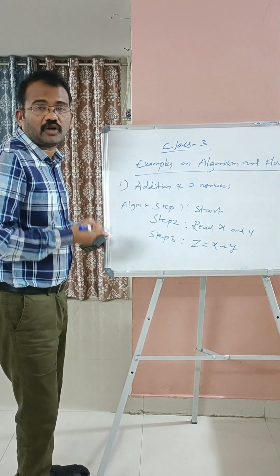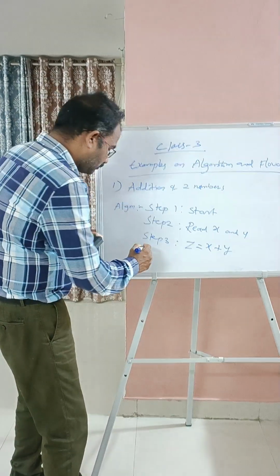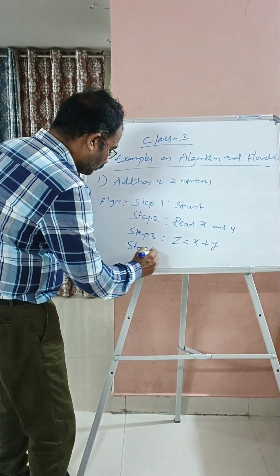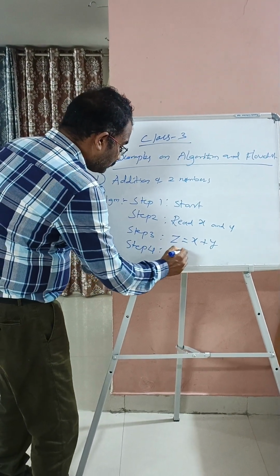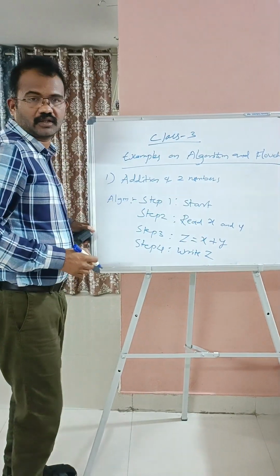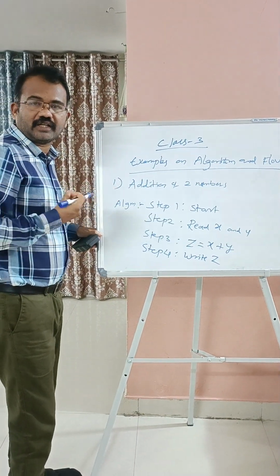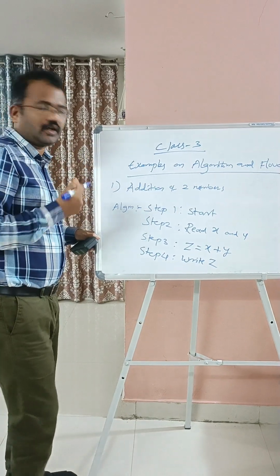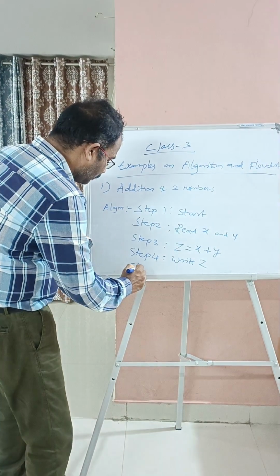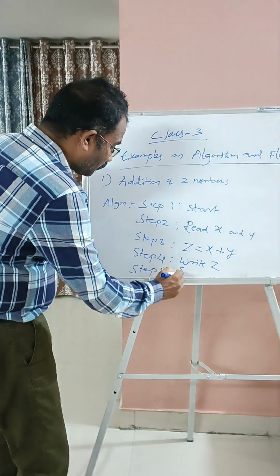Calculating the z value means we are getting the output. What we have to do? We have to display the output value. Step 4: write z. So we take inputs and we take output. That is over. Finally, what we have to do? We have to stop the algorithm. Step 5: stop.